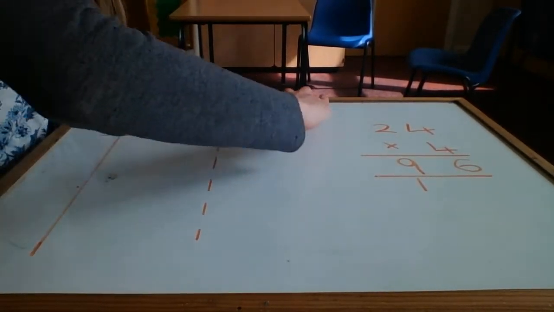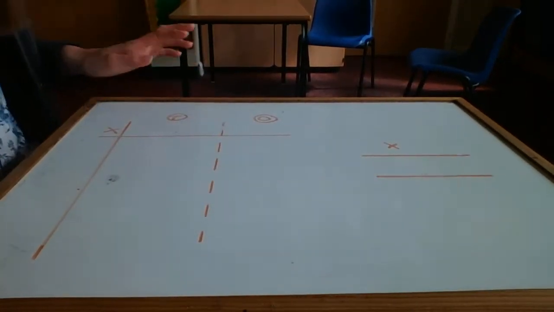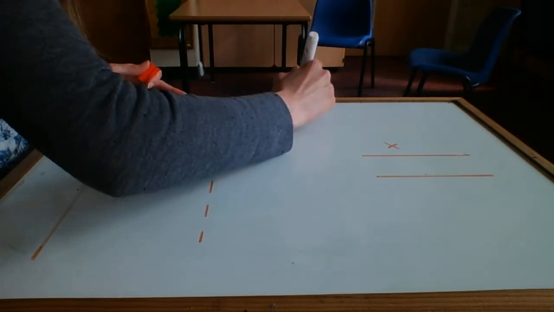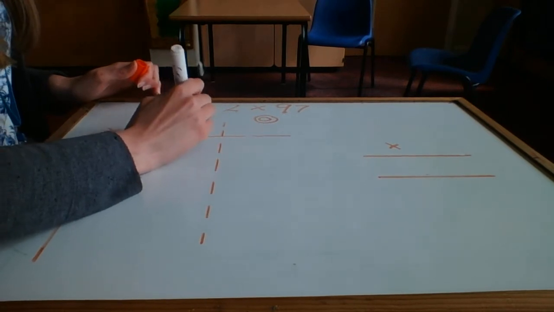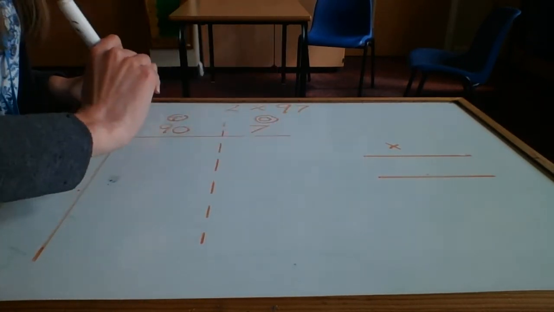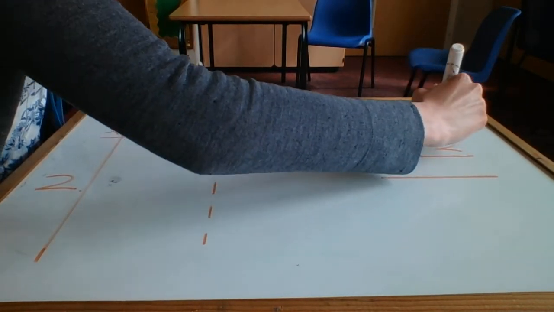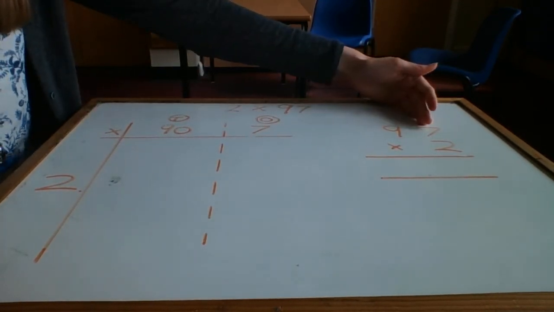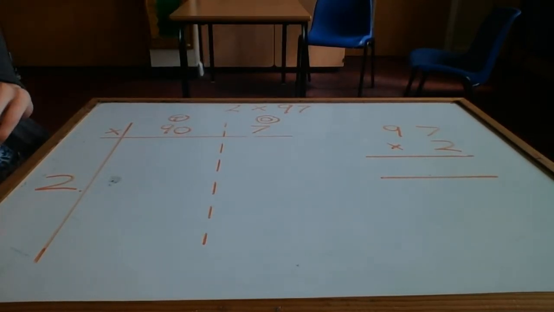So now, once I've rubbed this out, I'm going to have a look at 2 times 97. Remember, 97 at the top, 2 underneath, lined up in the ones column because it is a ones number. So let's lay this out, which may take me a little bit of time.